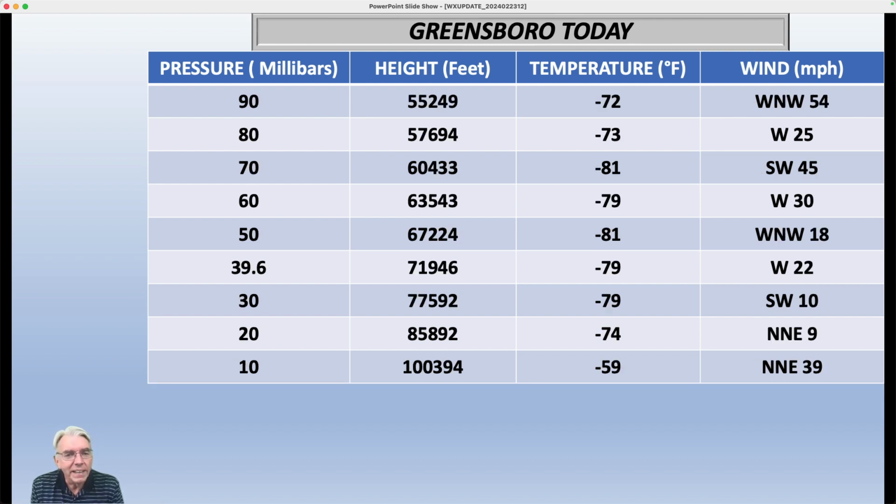So I thought you might be interested in seeing that data as well. So I was able to find data at intervals of every 10 millibars except at 40. They didn't record a specific number at that, so I just took the closest one, the 39.6. So by the time we get to 50 millibars, we're now at 67,000 feet up. The temperature is 81 degrees below zero, but look how the winds have dropped off.